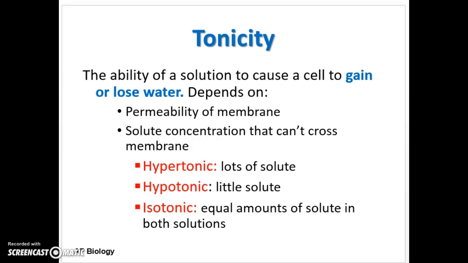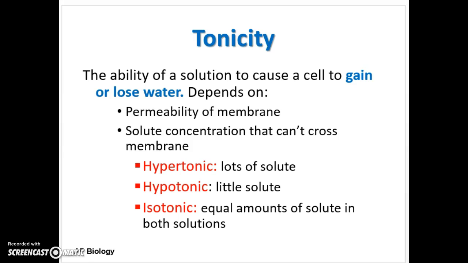So part of that brings us to the definition of tonicity. You'll hear the term hypertonic, hypotonic, or isotonic. The general idea that we're talking about is the ability of a solution to cause a cell to gain or lose water. That is the definition of tonicity. And it depends on the membrane and how permeable it is, what it allows through, how much it allows through, and it depends on the concentration of the solute that cannot cross the membrane. So those two factors are going to determine the flow of water.